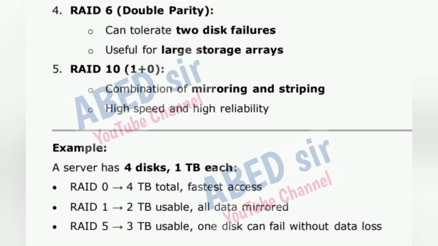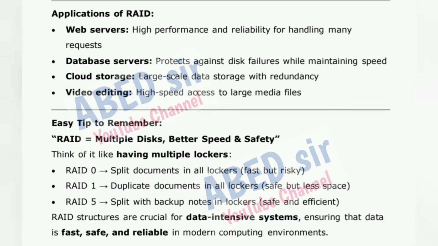5. RAID 10, 1 plus 0. Combination of mirroring and striping. High speed and high reliability. Example. A server has 4 disks, 1 terabyte each. RAID 0, 4 terabytes total, fastest access. RAID 1, 2 terabytes usable, all data mirrored. RAID 5, 3 terabytes usable, one disk can fail without data loss.